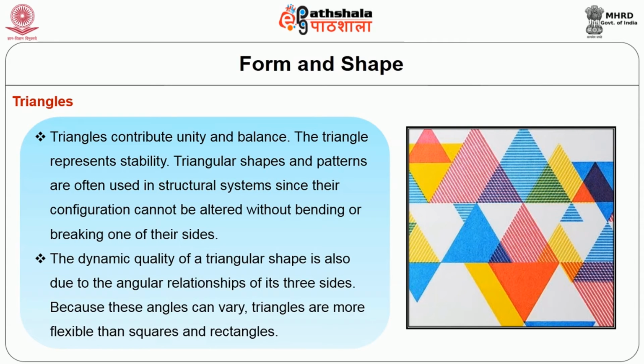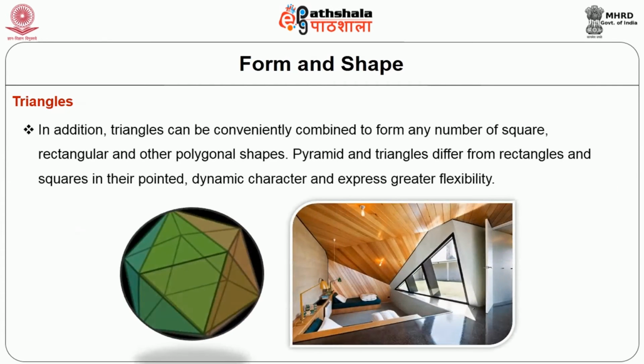Because these angles can vary, triangles are more flexible than squares and rectangles. In addition, triangles can be conveniently combined to form any number of squares, rectangles, and other polygonal shapes. So, pyramids and triangles differ from rectangles and squares in their pointed, dynamic character and express greater flexibility.